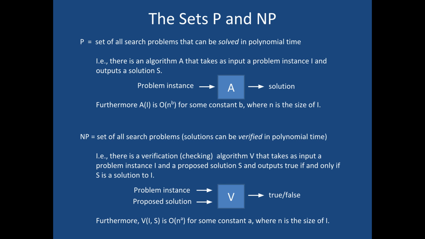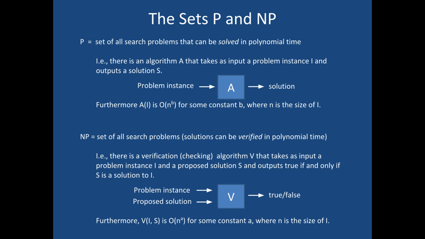Just to remind you, P is the set of all search problems that can be solved in polynomial time. The way a search problem works is there's some problem instance that goes in and a solution comes out. That's a very general description of a search problem. To qualify as a member of P, it has to be a search problem, and furthermore, it has to run in polynomial time, O of n to the k for some constant k. So an n squared algorithm, n cubed, n to the fifth, n log n, all those count, just not exponential.